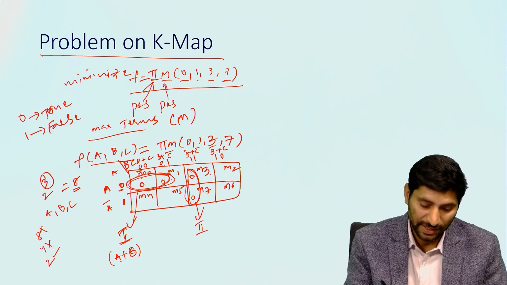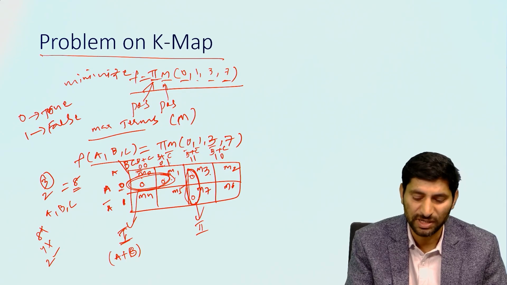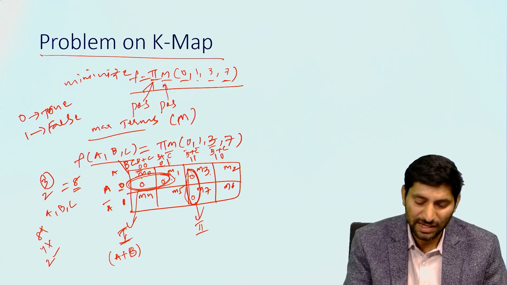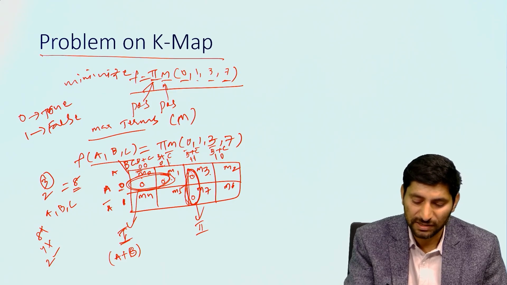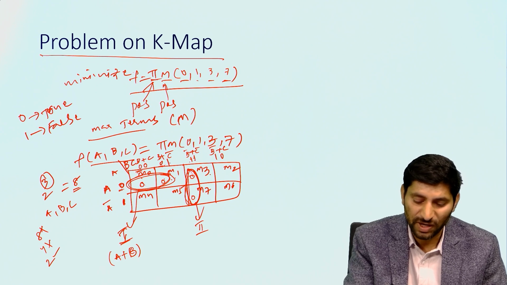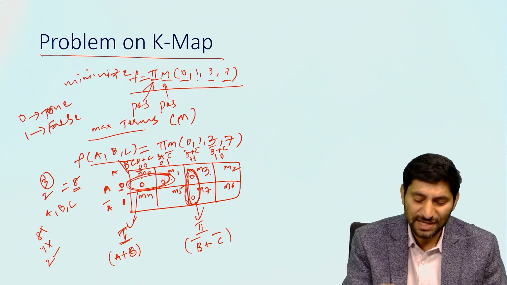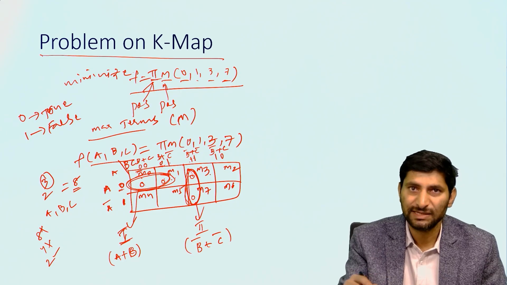Okay. Next, from this one, horizontally there is no common. From the second group, horizontally there is no common. Okay. Vertically, I have 1, 1 common for these M3, M7 terms. So 1, 1 means it is B bar plus C bar. That's it. So, using this, I got these terms.